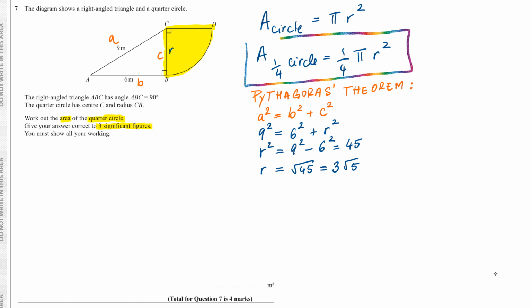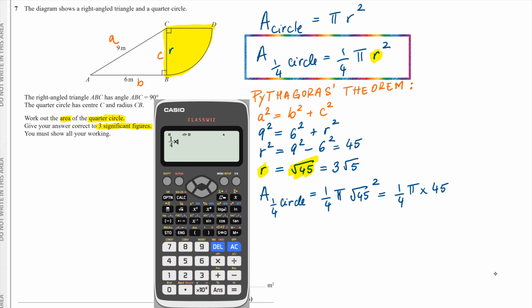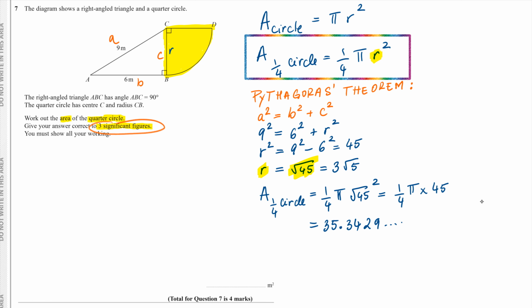Replacing r in the area of the quarter circle is a quarter times pi times square root of 45 squared equals a quarter pi times 45, which is 35.3429 and so on. And we need to write this to 3 significant figures. This is 35.3.